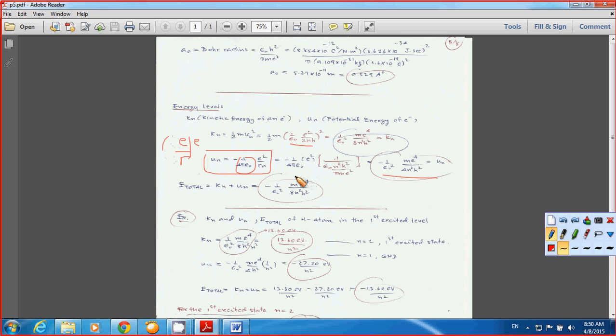And then you add them up, and you end up with E total to be negative 1 over epsilon 0 squared, m e to the fourth over 8 n squared h squared. This becomes the total energy of the electron at any energy level specified by n, the principal quantum number.